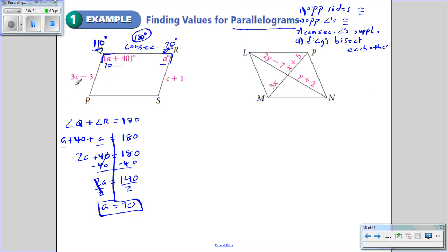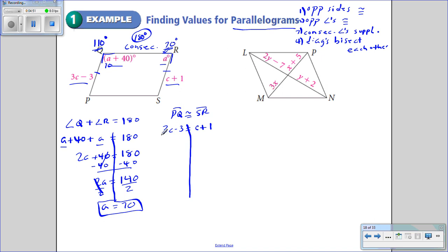Next, we're looking at sides. Now, in a parallelogram, opposite sides are congruent. So I know PQ is congruent to SR. So I plug in their expressions. 3C minus 3 equals C plus 1. Solve for C.